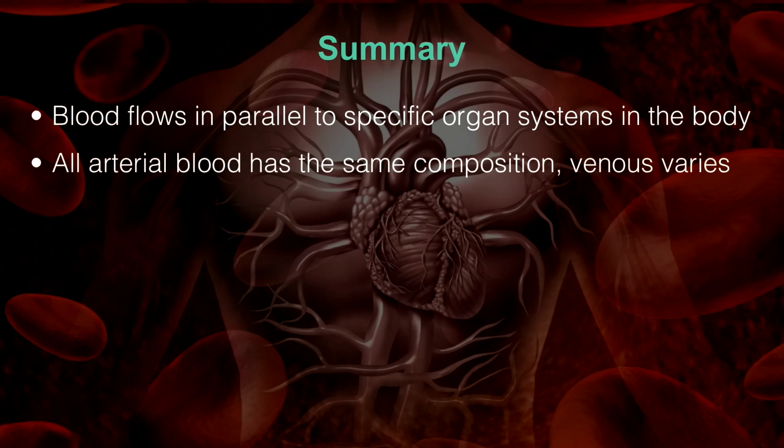We saw that all arterial blood has the same composition. It all mixes in the heart. Equal oxygenation, equal glucose, nutrients, hormones, anything else that's in your bloodstream. Arterial blood has the same composition. Venous blood does not. It depends how much of some item the tissue is taking up, how much the tissue is adding. Venous blood varies.